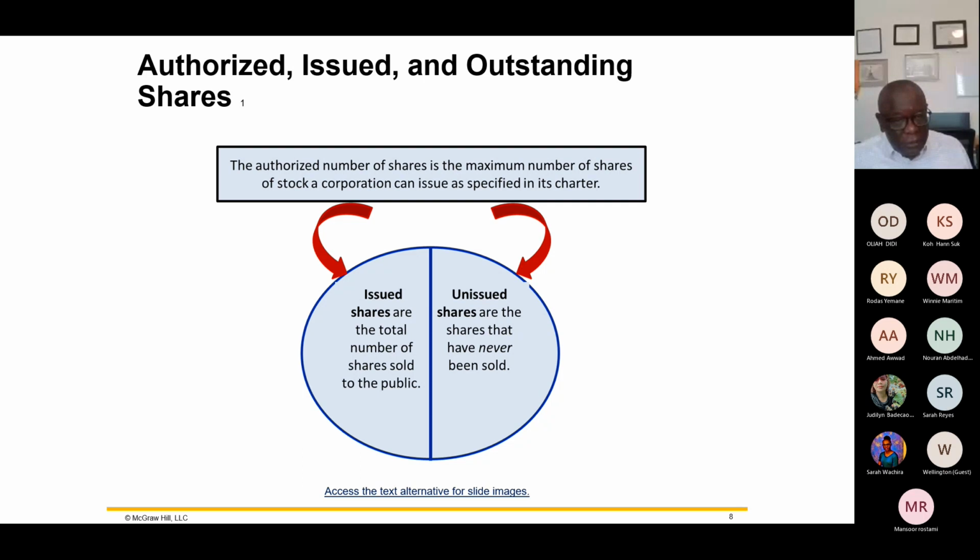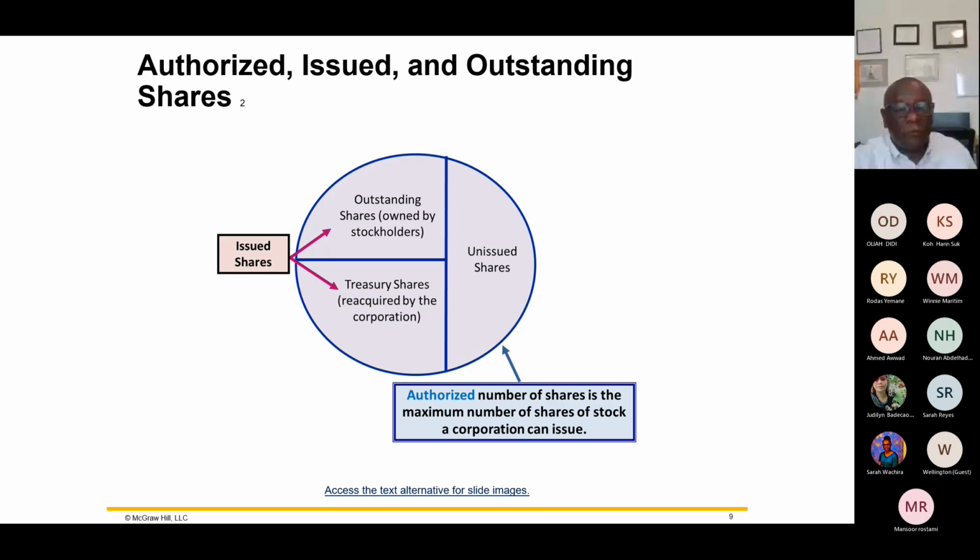They are authorized. But how many shares did they issue? They are authorized to issue 5 million, but they issued 3 million. So if the 3 million is fully paid, that is the share standing. So we have to know the difference between authorized, issued and outstanding shares.